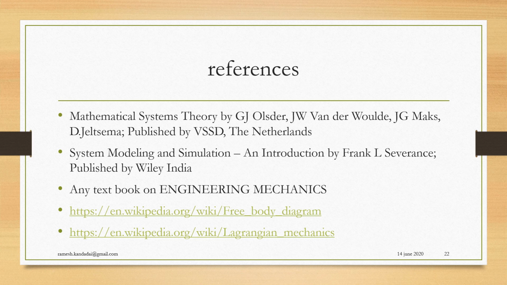The core of the course is being modeled after the book Mathematical Systems Theory by Olsder and van der Woude, and Marx and Jalsima. It's an excellent book which will provide you with a very strong foundation in system modeling. Frank L. Severance is a similar book but slightly more advanced.